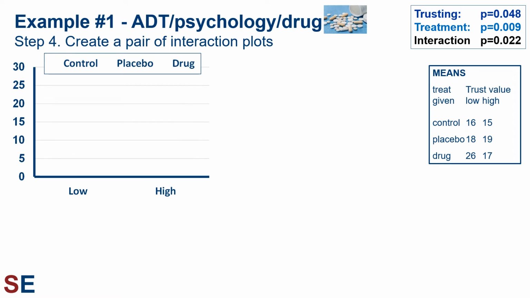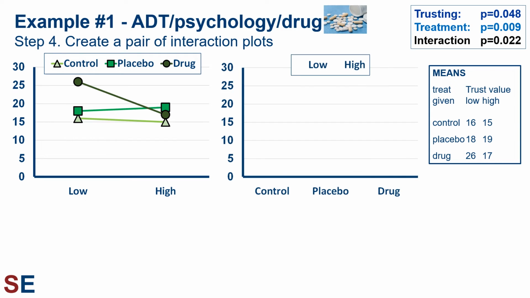For the first plot, we choose one factor to be on the x-axis. In this case, it's the trusting factor. Then we plot the mean values for the groups with each value of the other factor and connect their symbols with lines. The means for the control groups are 16 and 15. The means for the placebo groups are 18 and 19. The means for the drug groups are 26 and 17. This figure is most useful for seeing how the trusting factor is associated with differences in the mean.